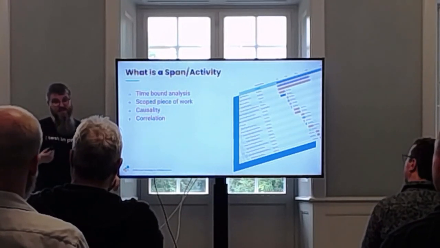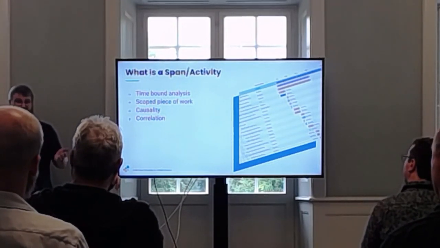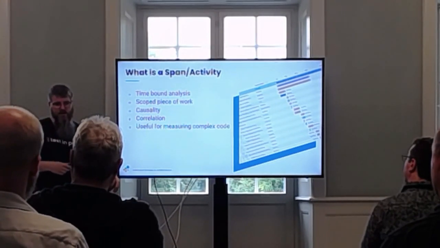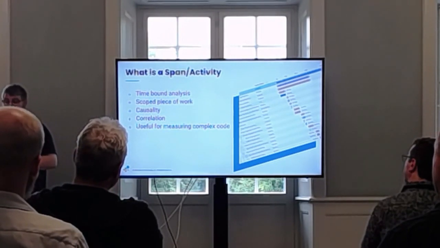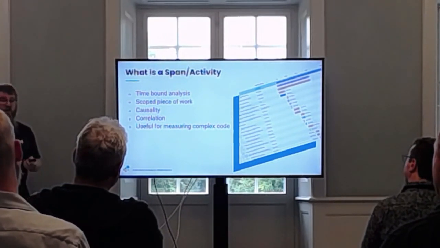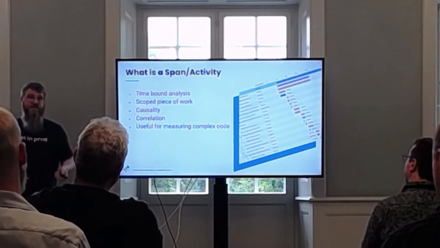Correlation is something you've always had before. It's not new. We've had correlation IDs in .NET for a long time. But the reason I like spans and activities is they're useful for understanding complex code interactions. You can work out whether something was running in parallel, whether it was running in series.